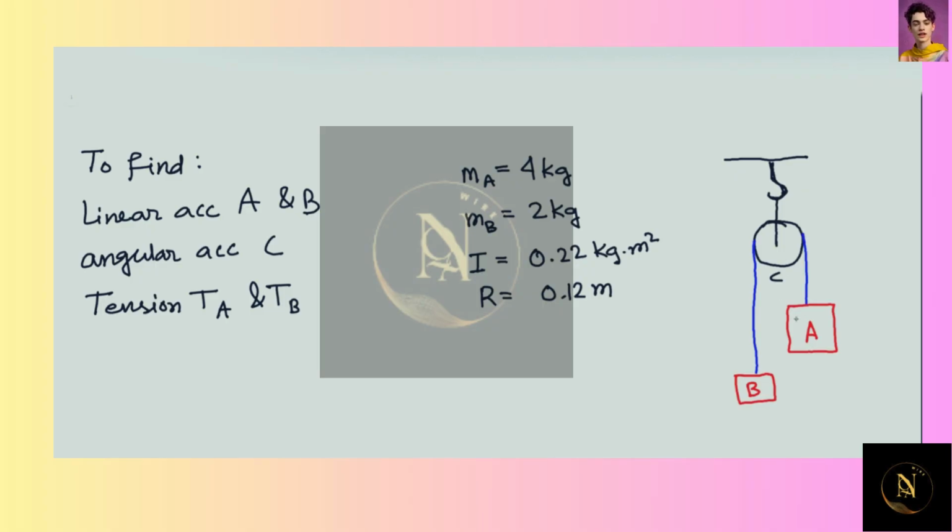Okay, so in this problem we have a wheel, then there's a string attached through the wheel. Also there are two blocks, block A and block B, that are attached at the end of the strings. And from the given values we can see that block A is heavier than block B.